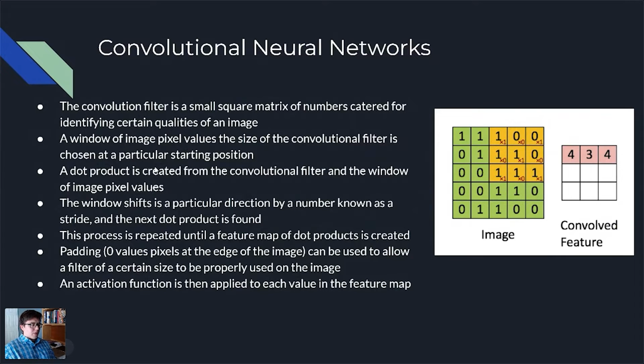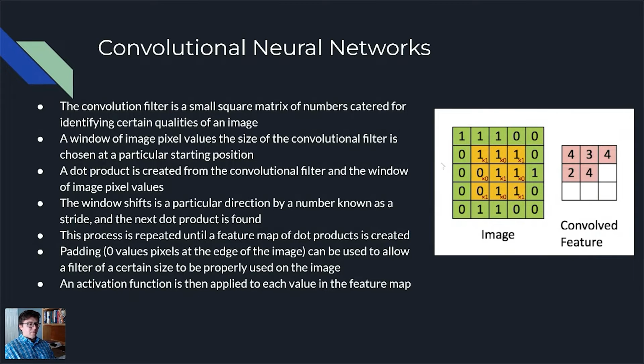So going into more depth on how the convolutional neural network works, you have a convolutional filter that's a particular size, in this example 3x3, that is essentially catered to identifying a certain quality about an image, like edges, or you have the Gaussian to identify features more easily. But they come in a lot of flavors on how they're initialized.